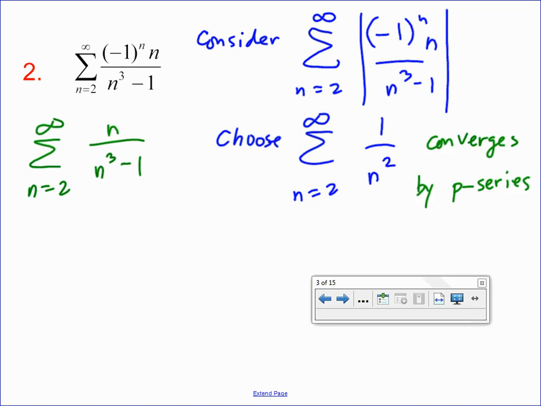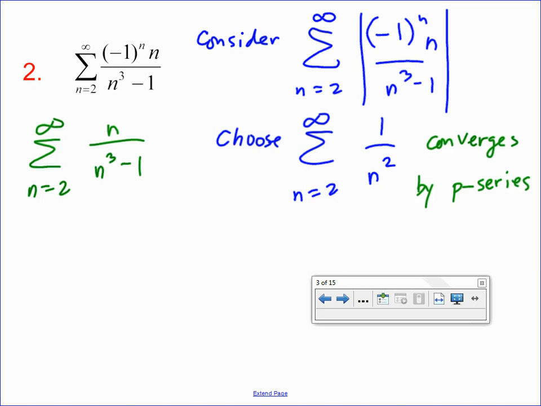Oh, crikey. If it had been plus 1 on the bottom, my denominator would have been slightly larger, ensuring the overall value of the fraction would be slightly less than my comparison, and then I could use direct comparison to show convergence. So once again, direct comparison: if my original is greater than a diverging series, then my original diverges. If my original is less than a converging series, then it converges by direct comparison. But if my original is slightly greater than a converging series, I can't use direct comparison.